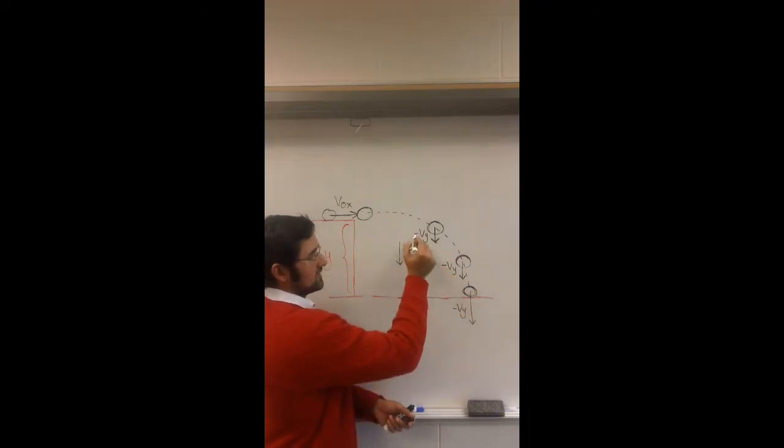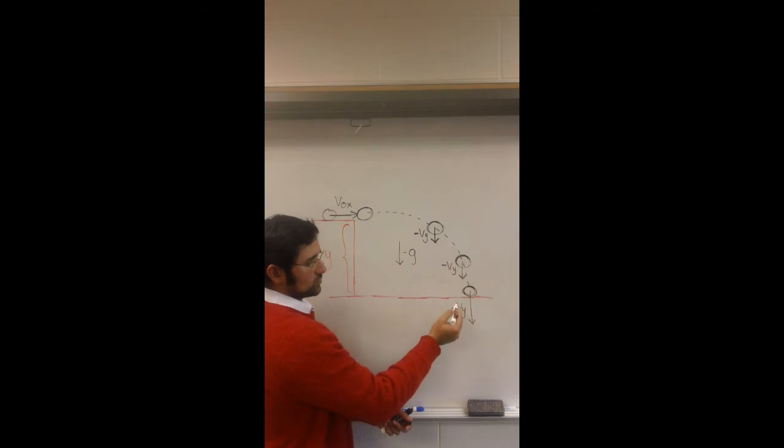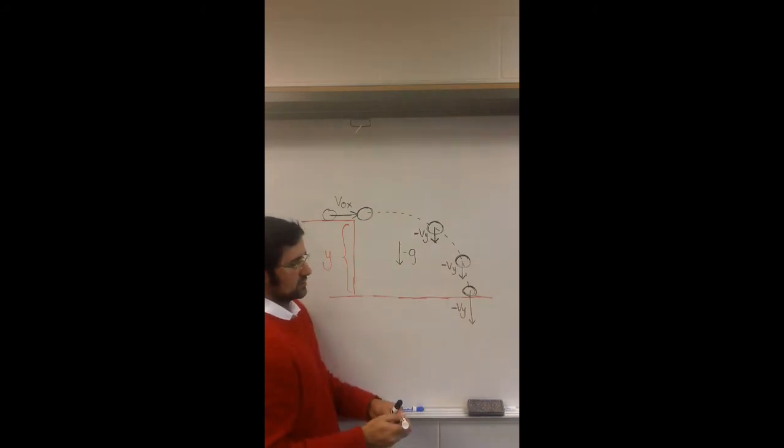Now the reason I'm putting the negative there is just to remind myself that this is a downwards velocity. It's moving downwards. And I'm using the scale that anything downwards is negative, everything upwards is positive. And everything to the right is positive, anything to the left is negative.